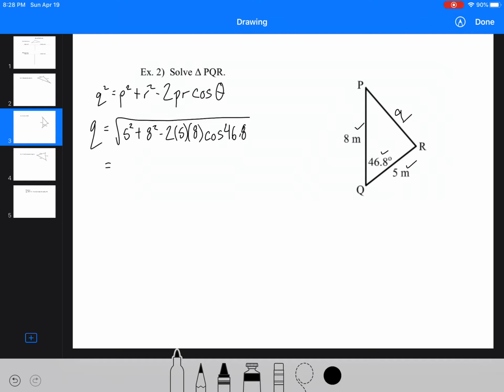So I'm going to do the cos of 46.8. And this is just because I don't like to get things wrong. Times 8, times 5, times negative 2. Then I'm going to add 64 to that, add 25 to that. And I've got the square root of 34.2, which gives me 5.85. Let's call it 5.9. Okay? And so that's 5.9 meters. So we found Q. So there's one, 5.9.